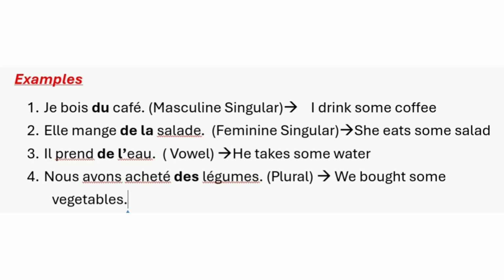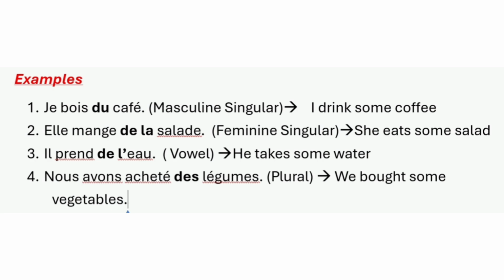Then third one, il prend de l'eau. He takes some water. Water starts with a vowel, e, so we have placed de l'. Then last one, nous avons acheté des légumes. We bought some vegetables. Vegetables here is plural, therefore we have used des.